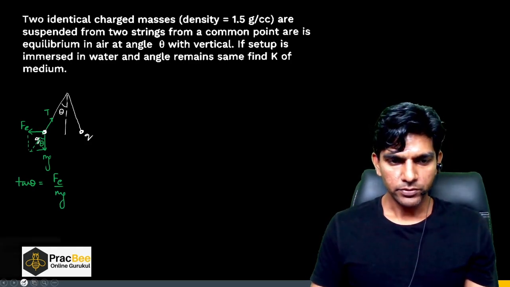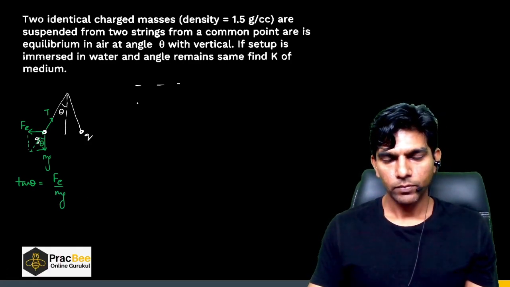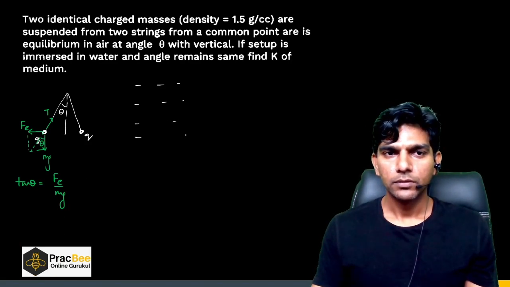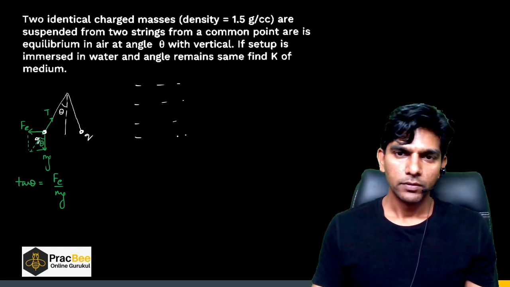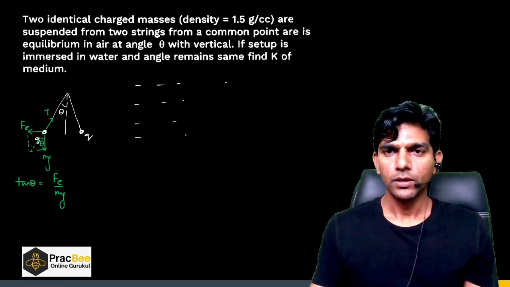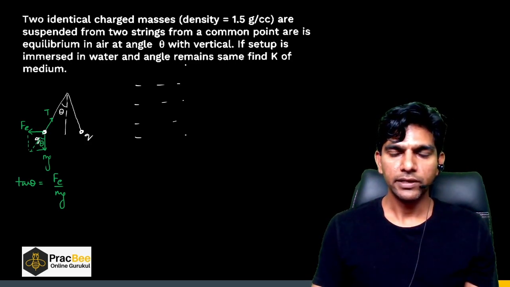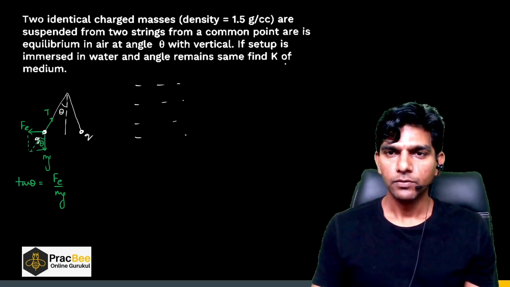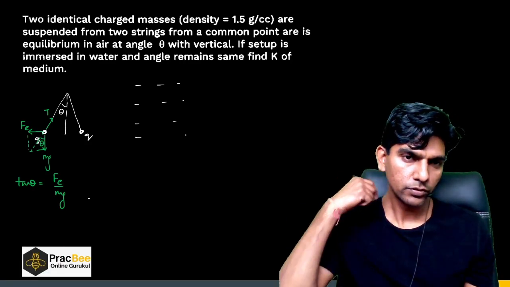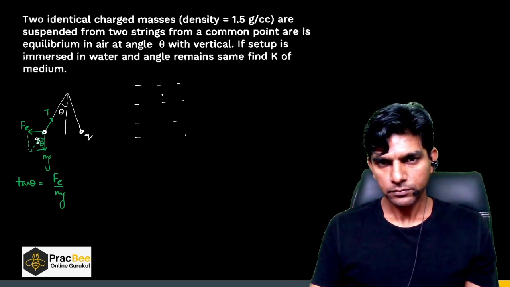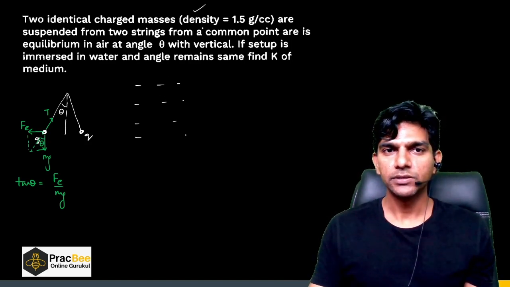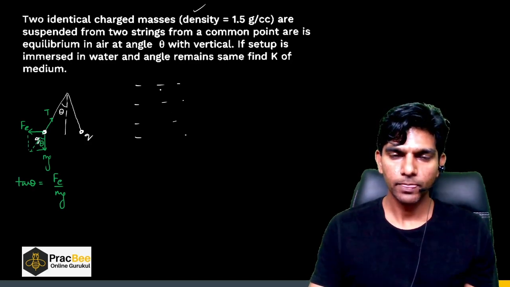Now if we submerge this setup in a liquid, in water, and the angle remains the same, we have to find K of the medium. So we have to find the dielectric constant K for water. So let us see. And we have been given the density, right? So the density of both the charged masses is given to us.